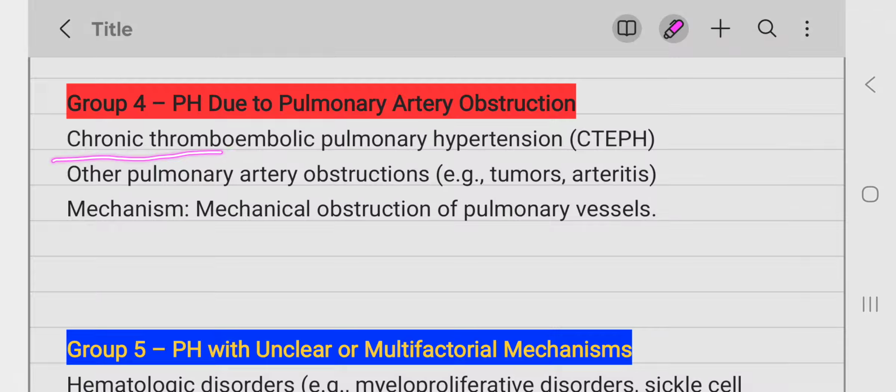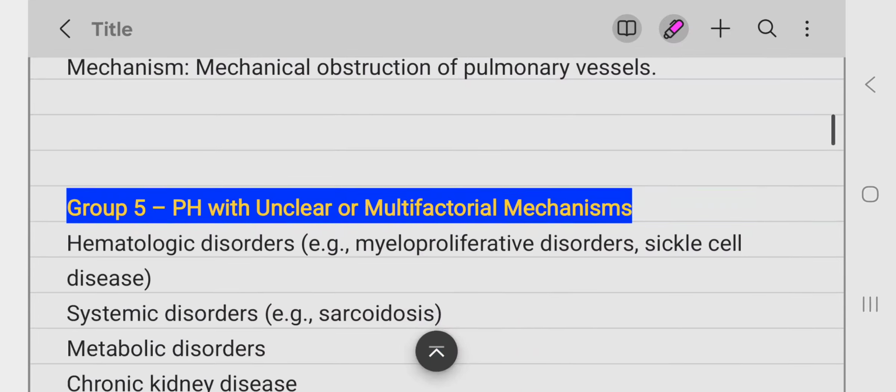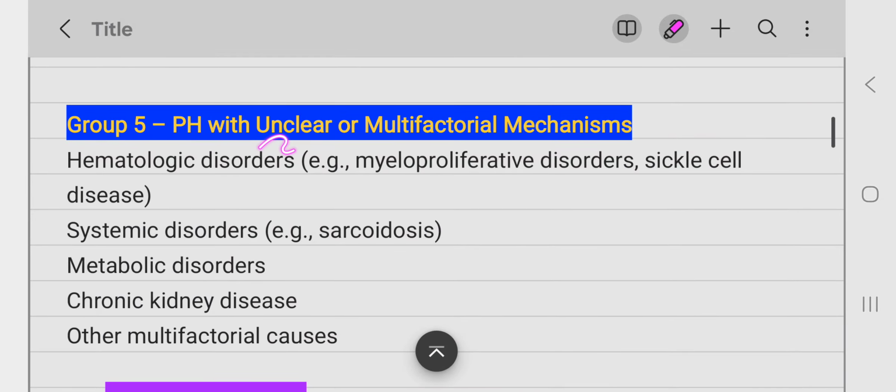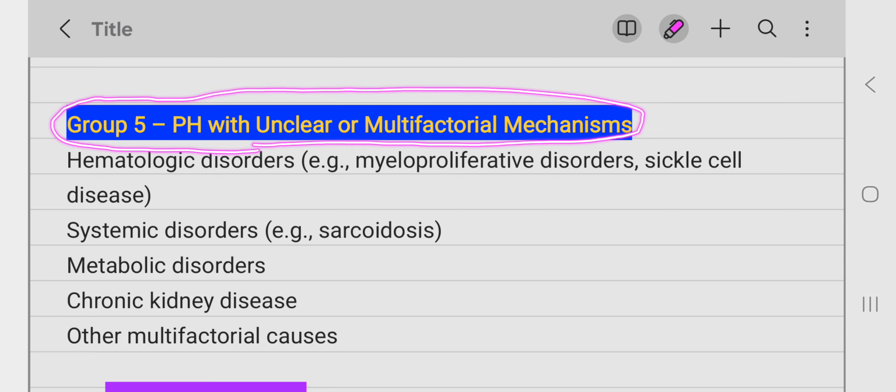For example, if the patient has chronic thromboembolism to the pulmonary vasculature leading to pulmonary hypertension because of pulmonary artery obstruction. Other pulmonary artery obstructions, for example, tumors or arteritis, can also lead to this group 4 pulmonary hypertension. There is mechanical obstruction of the pulmonary vessels, which leads to remodeling of the pulmonary vessels and pulmonary hypertension. Then group 5 pulmonary hypertension with unclear or multifactorial mechanisms. These are miscellaneous causes that can lead to pulmonary hypertension.